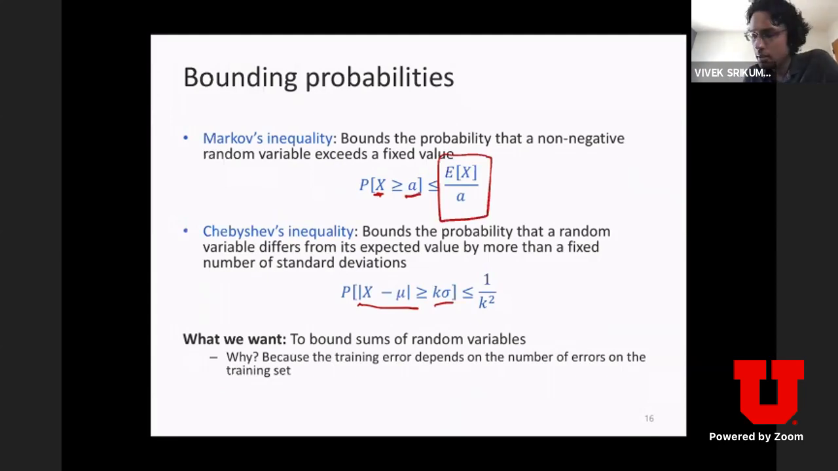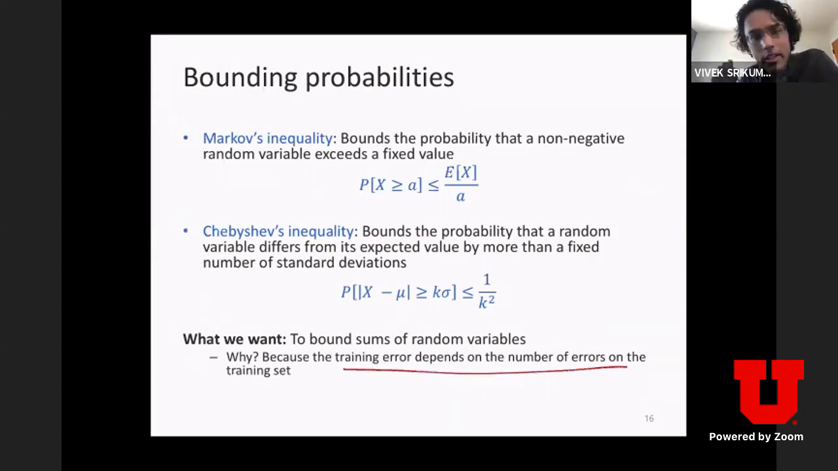Hopefully some of you have seen this, but unfortunately neither of these are directly going to help us. Neither of these tell us specifically what we care about, because we want to bound the sums of random variables. The training error depends on the number of errors in the training set. So it's essentially the sum of a collection of random variables, where every random variable is going to be an error or not. So it's a mean, actually.